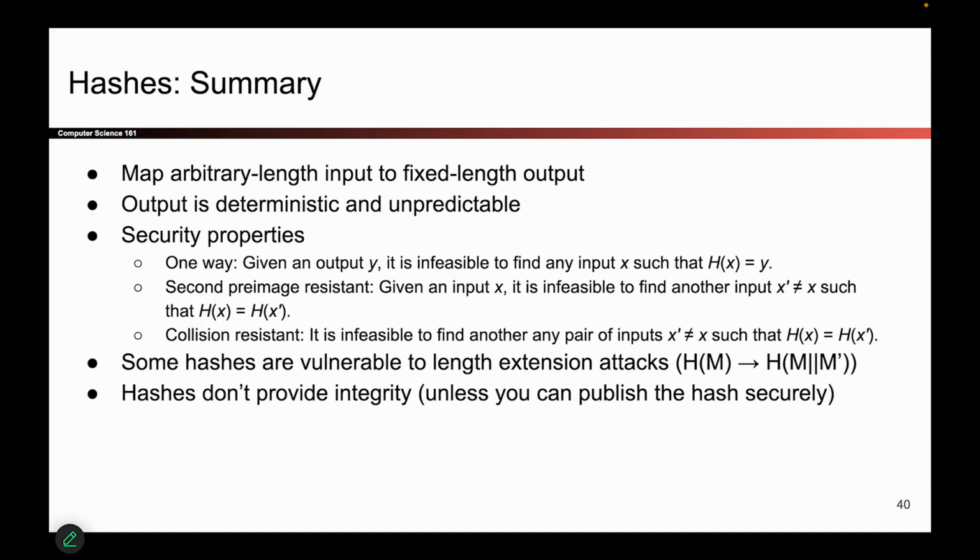So that's it for this set of videos. To summarize, we first talked about hashes, which map arbitrary length inputs to fixed length outputs. And you can think of it like a fingerprint on the message. And we talked about various security properties that were useful on a hash. And we said that there is a length extension attack that some hashes are vulnerable to and others are not. And we said that depending on your threat model, hashes might provide integrity, but in general, they don't, under the threat model that we've been talking about.